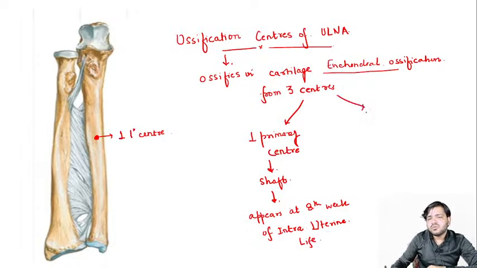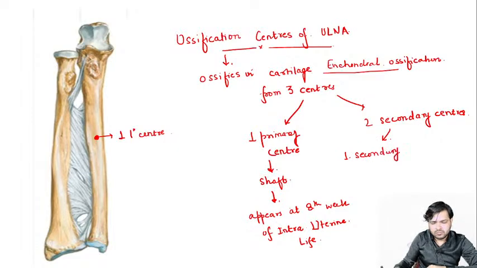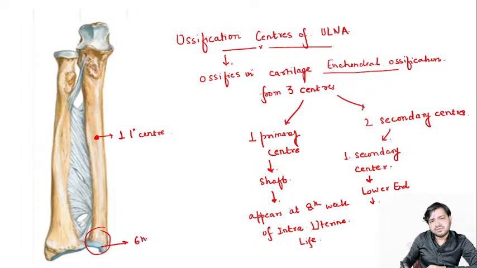Now coming on to 2 secondary centers. Remember, one secondary center that is situated at the lower end, okay, and it appears in the 6th year of life. So remember, it appears in the 6th year of life.